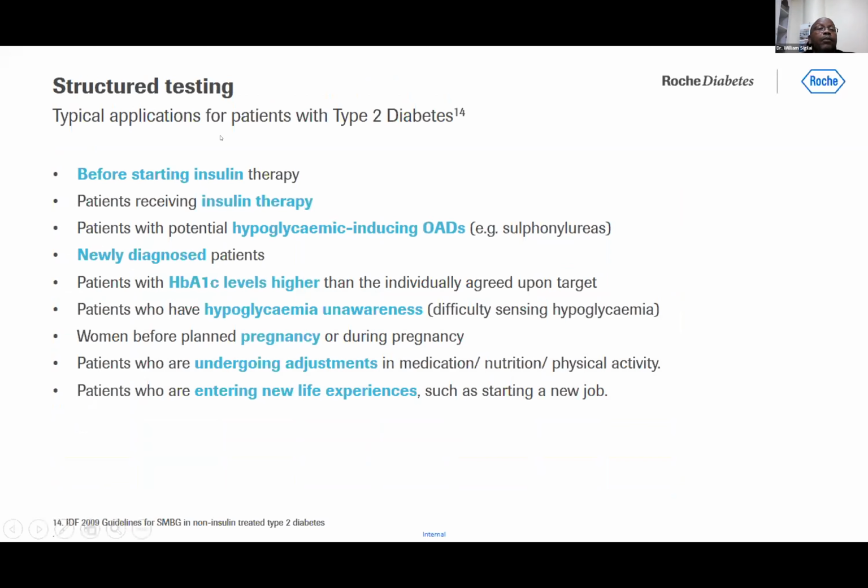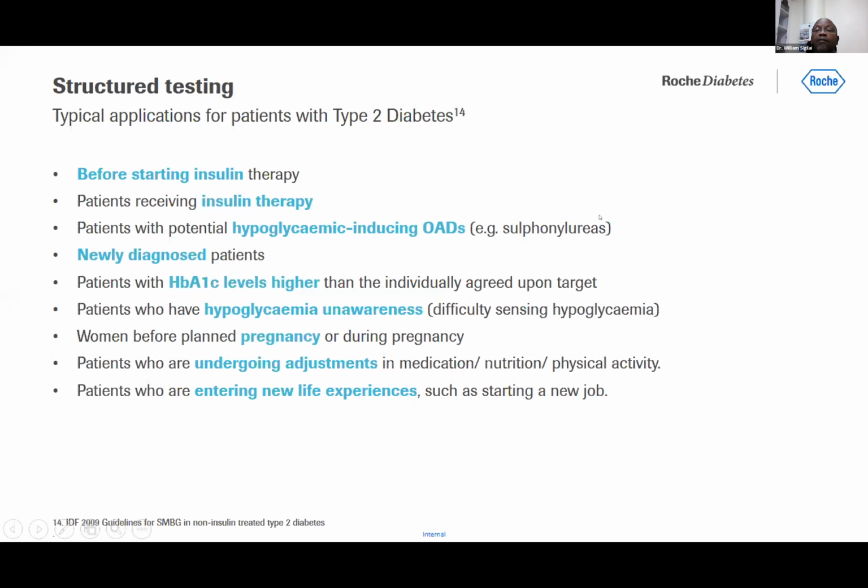So some of the typical applications for structured testing in type 2 diabetes is to help in the decision of starting insulin therapy. It is applied before starting insulin, or for those already receiving insulin. And if a patient is potentially at a high risk of hypoglycemia, inducing oral antidiabetic drugs like the sulfonylureas, which are the main ones in most of our county hospitals. Even though the global utilization of sulfonylureas has dropped significantly, they have fallen down the pecking order, we still use them because of cost, but they come with a big burden of hypoglycemia.